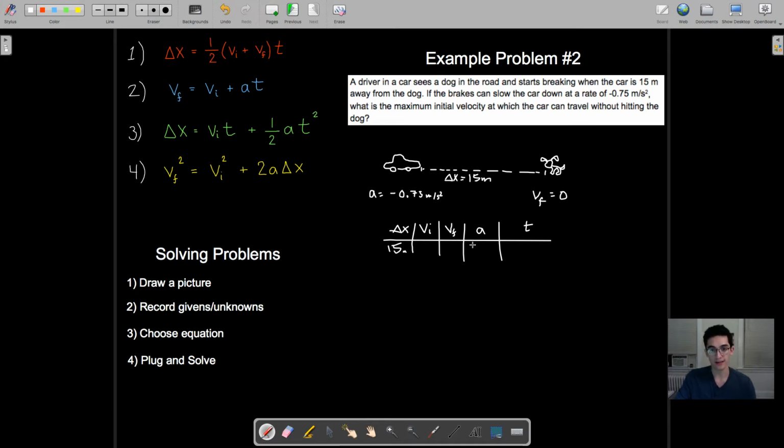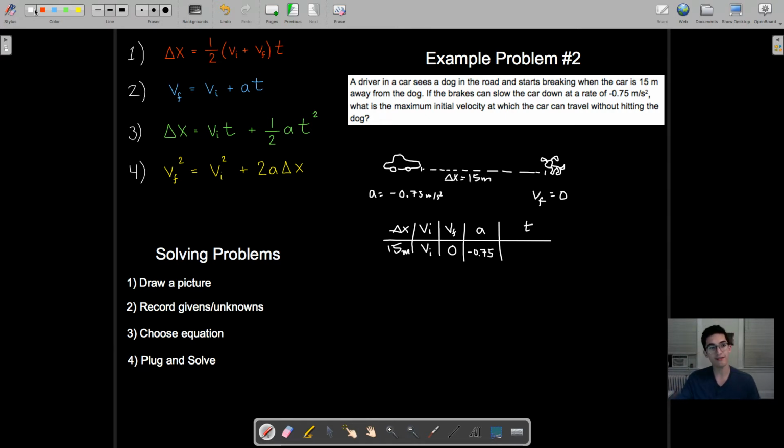Our initial velocity, well, that's what we're solving for. We're looking for the maximum initial velocity. We're finding the maximum because we're assuming that we're stopping exactly 15 meters away from where we started, just in front of the dog. Our final velocity is 0, and our acceleration is negative 0.75. And no mention of time here. We don't care about time.